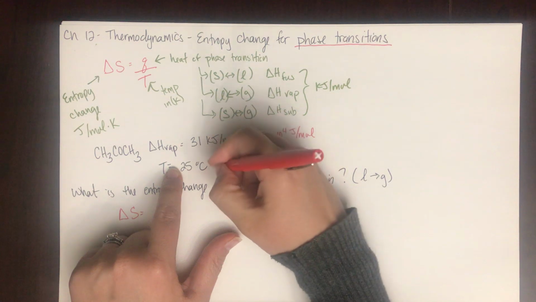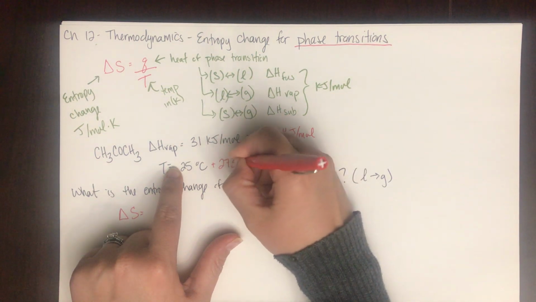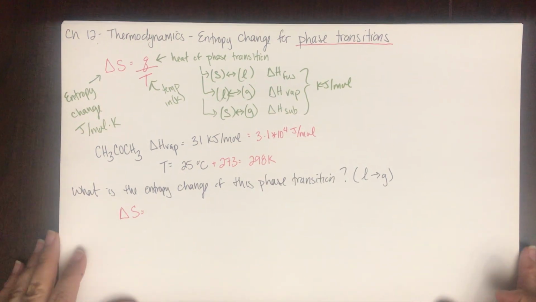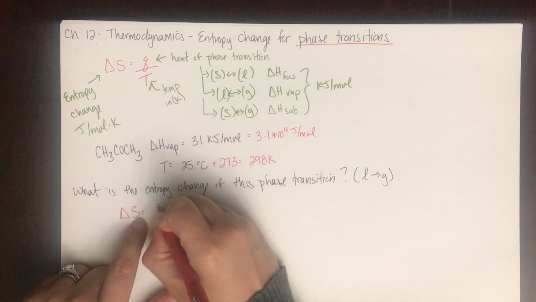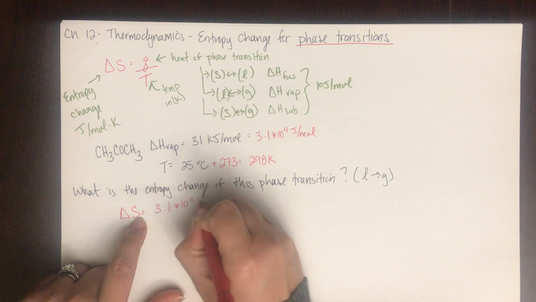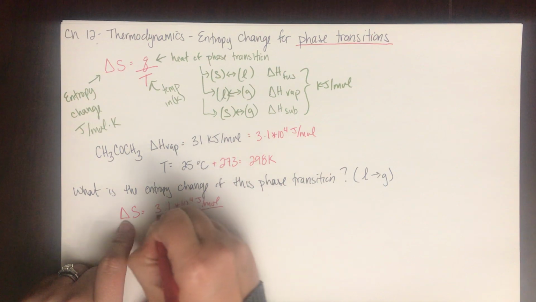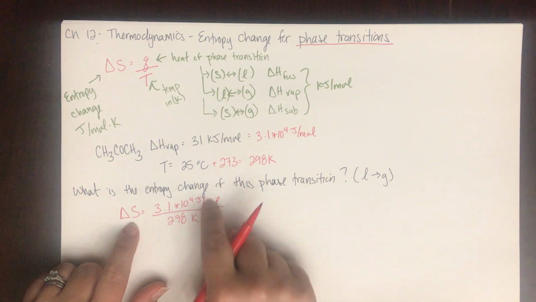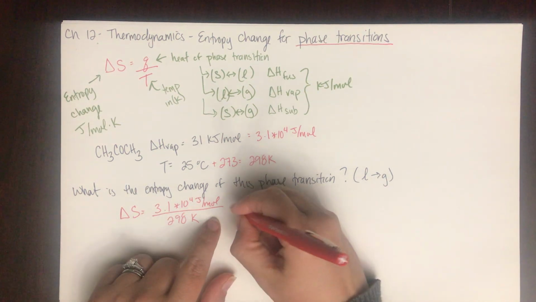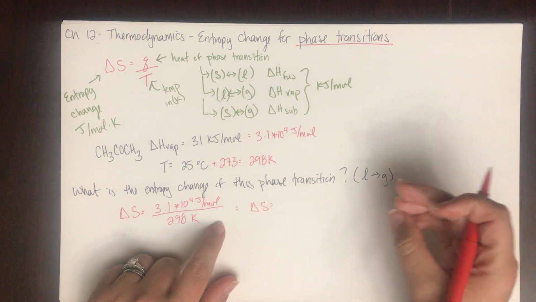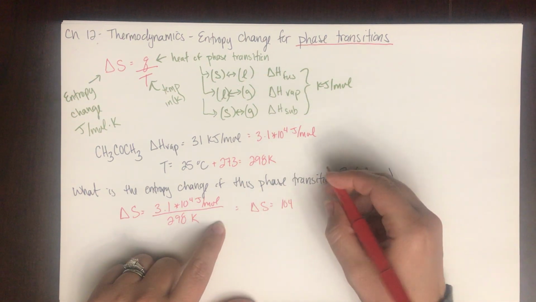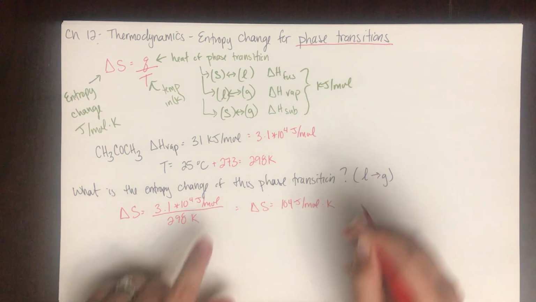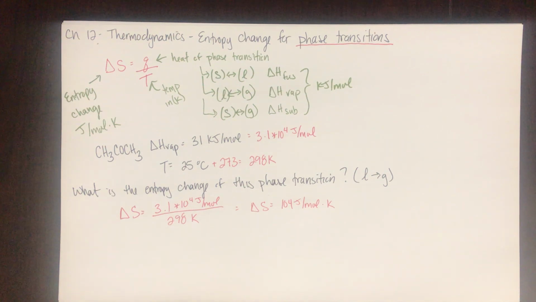And then this also needs to be converted to Kelvin. So now I'm going to say that the entropy change is going to be 3.1 times 10 to the 4th joules per mole over 298 Kelvin. So I'm just literally going to divide these, and I'm going to get delta S, the entropy change, is 104 joules per mole Kelvin if I have 1 mole of this.